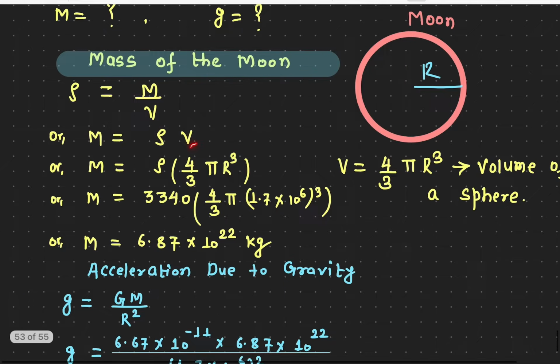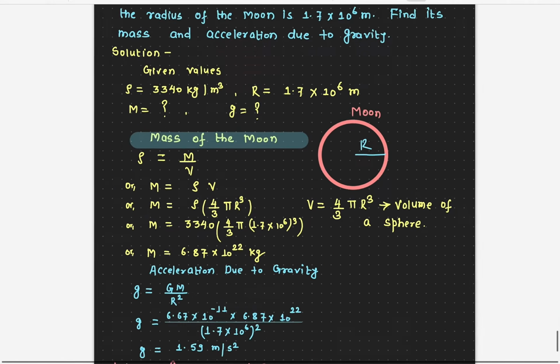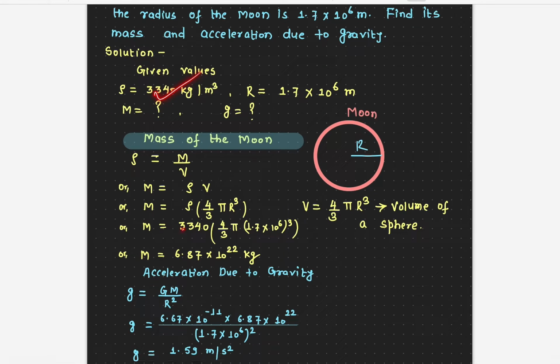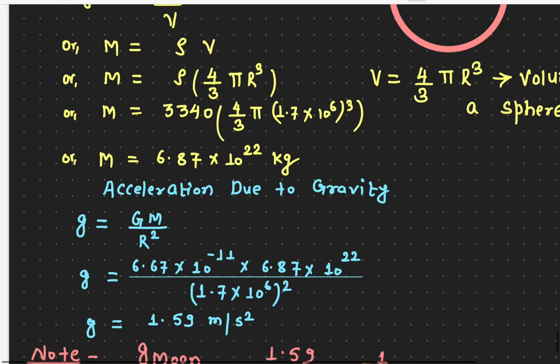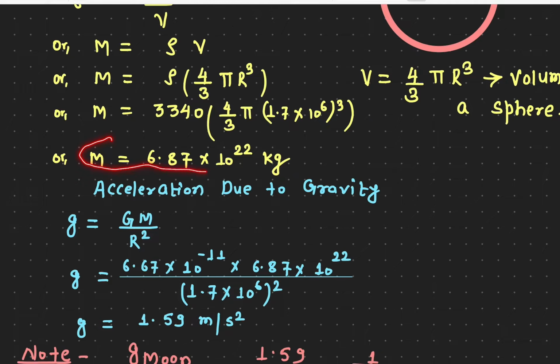So I'm going to plug in the equation for the volume, and we know all the numbers here. The density is already given. So let's plug in the density, 4 over 3 pi, and the radius is given here. That's the value. If you plug in and solve, this is the number you get. That's the mass of the moon.